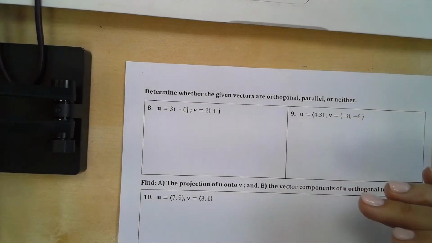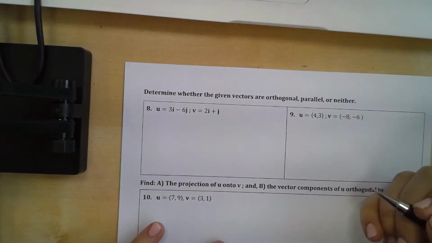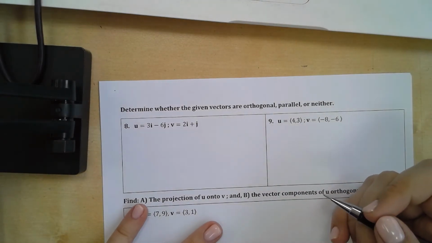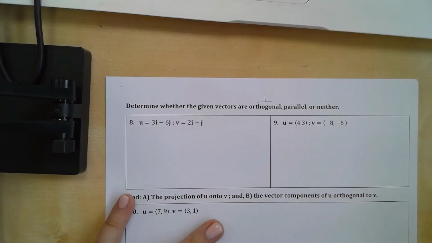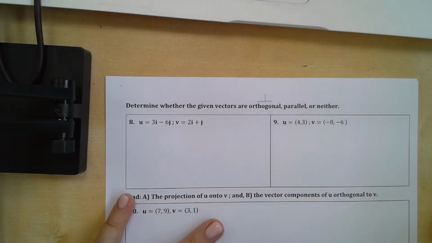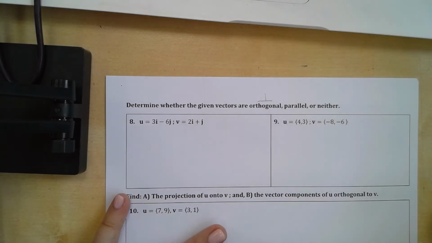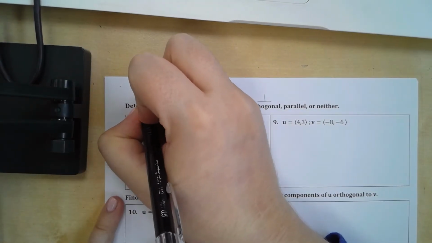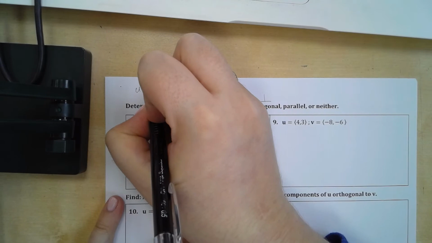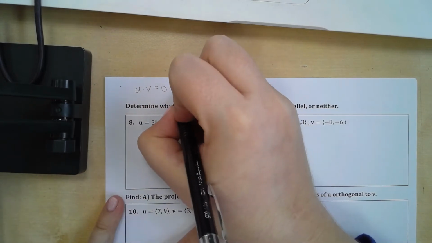We want to determine whether the given vectors are orthogonal, parallel, or neither. What does it mean if they're orthogonal? Orthogonal is just another way to say perpendicular. It's the vector way of saying that they're perpendicular. And they're orthogonal when u dot product v is equal to 0.